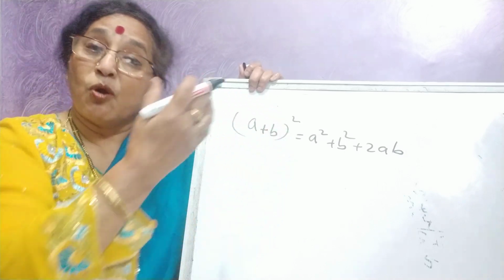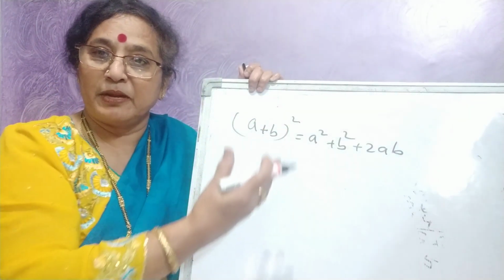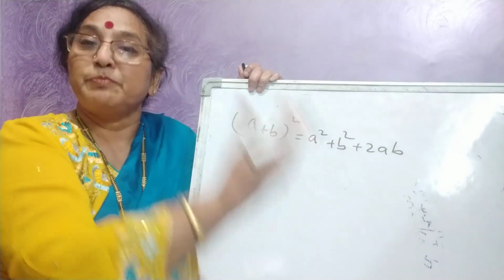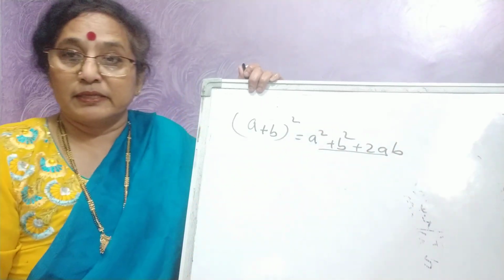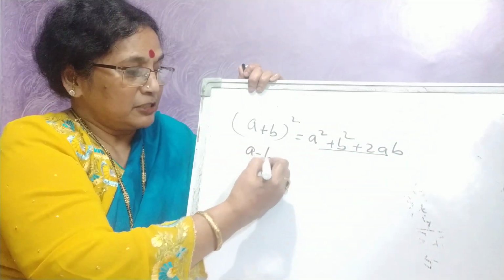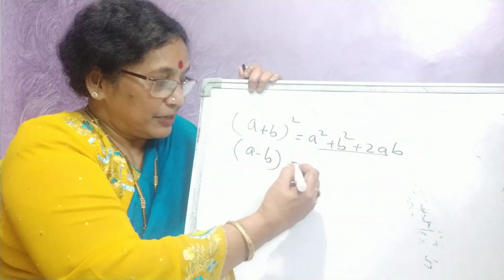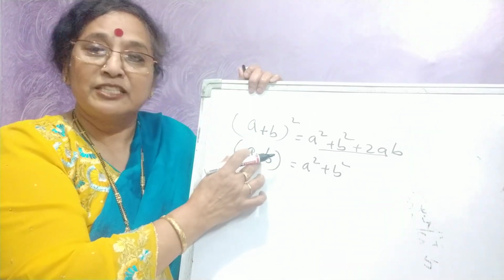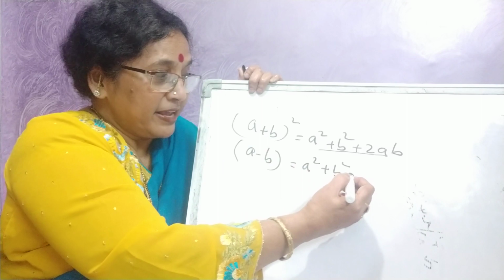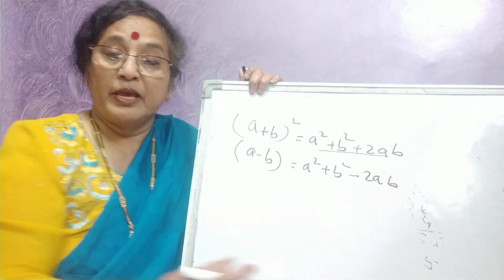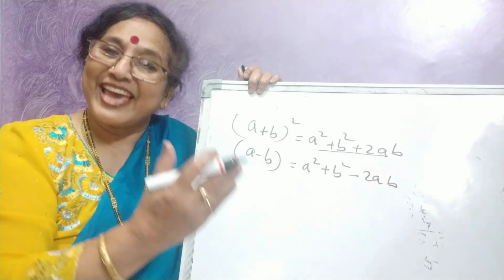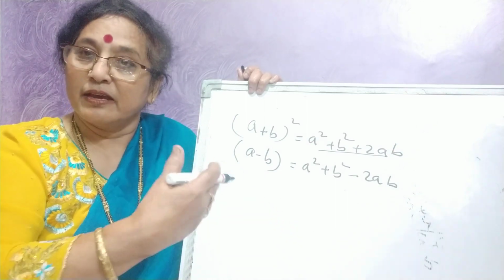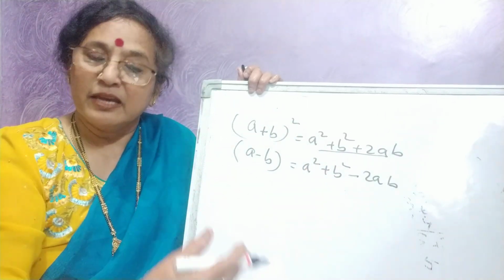Because a plus b whole square means a plus b into a plus b. So that gives you a square plus ab plus ba plus b square. And that is compact. So similarly, if you have a minus b whole square, that will be a square. Again a plus b square, not a minus b square, because minus into minus is plus. And then it is minus 2ab. Because it is a minus b into a minus b, which is a square minus ab minus ba and plus b square, minus b into minus b.